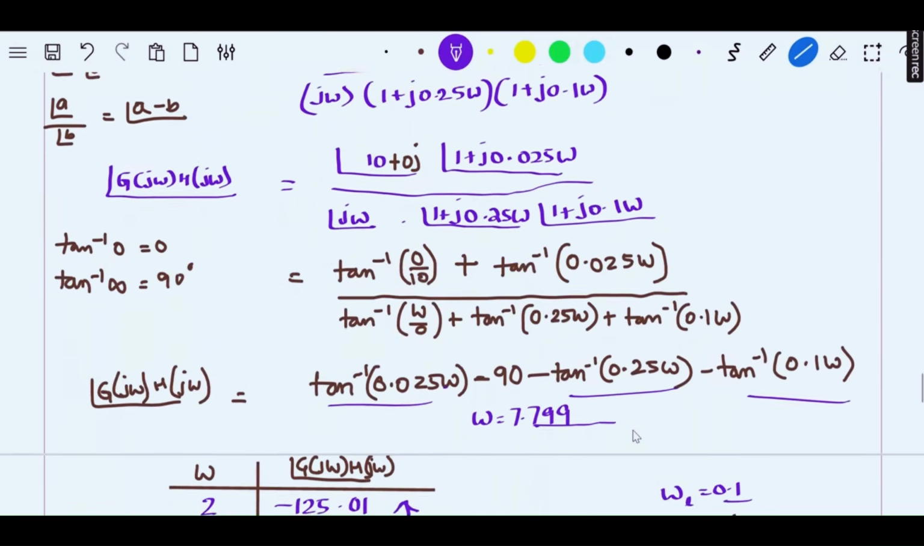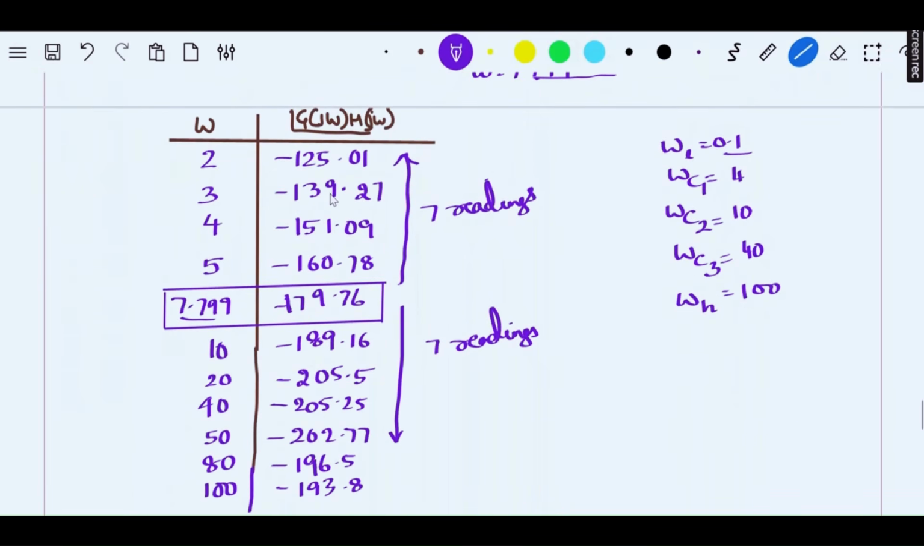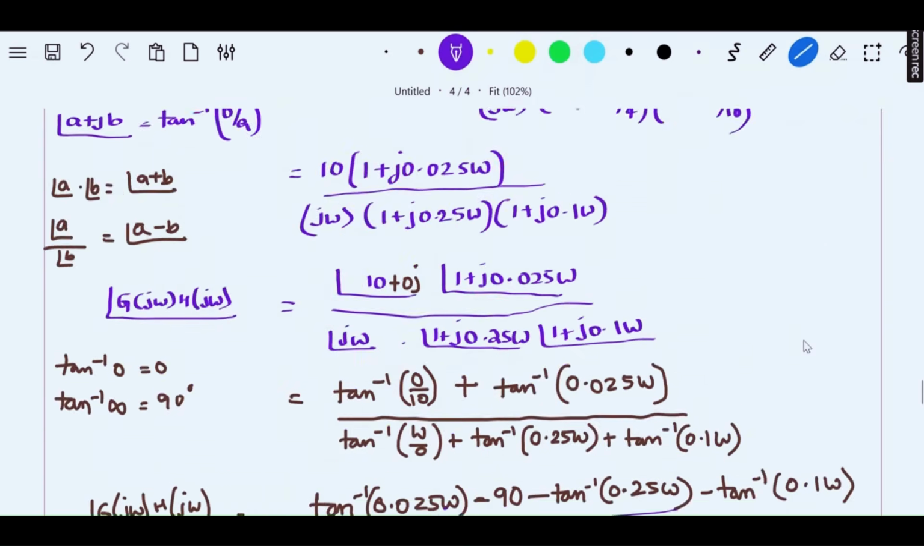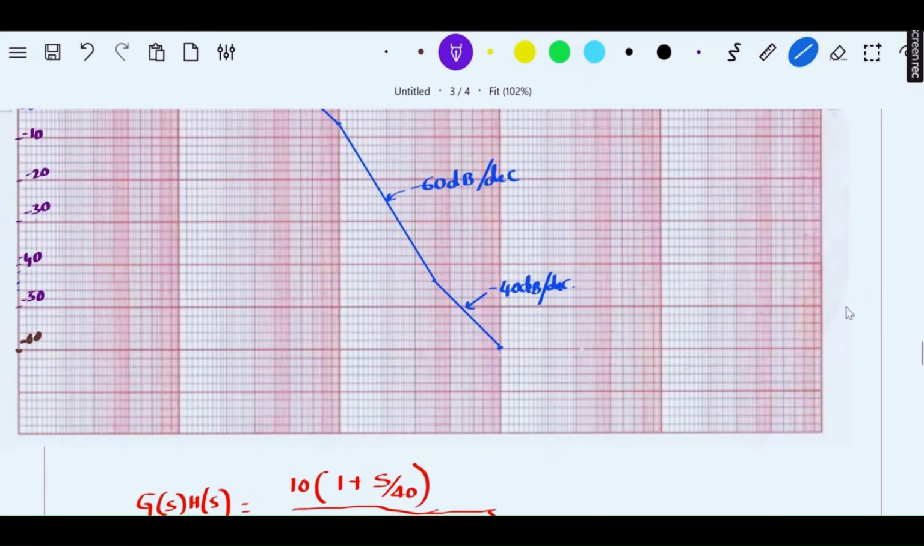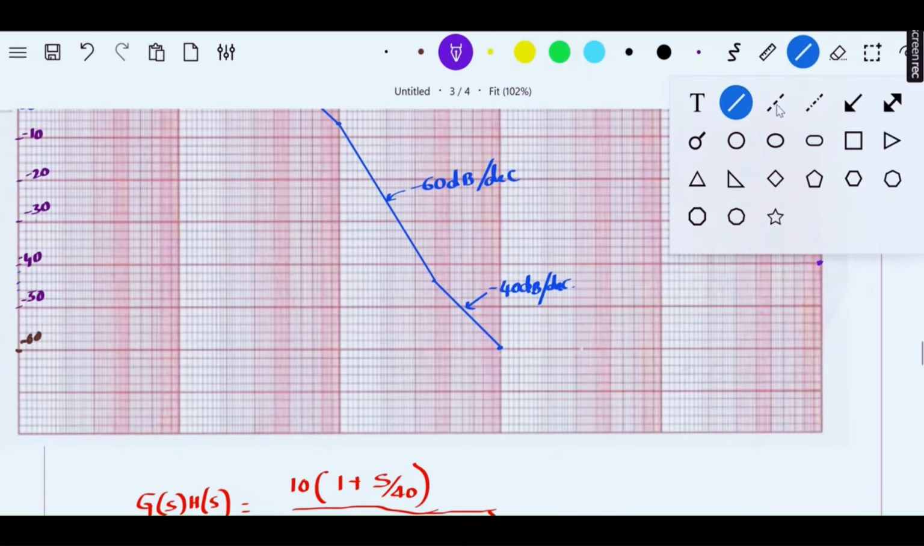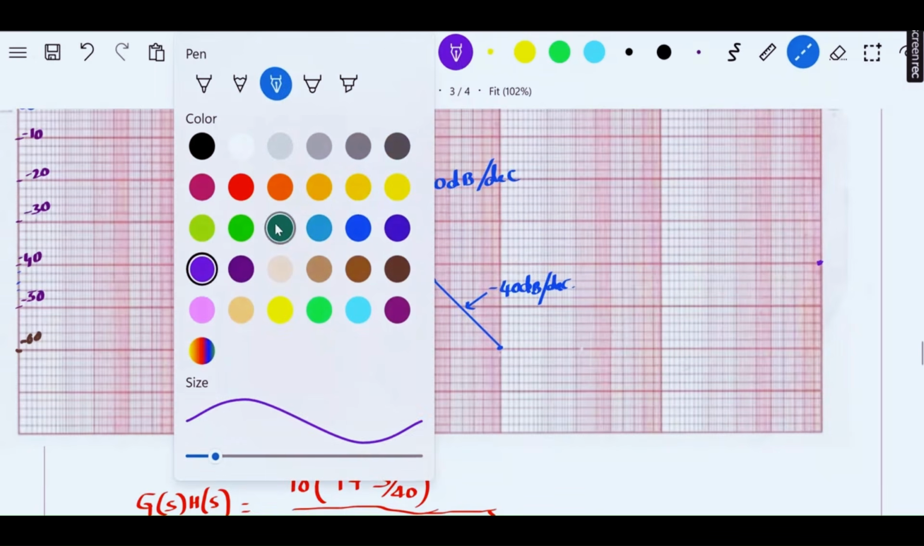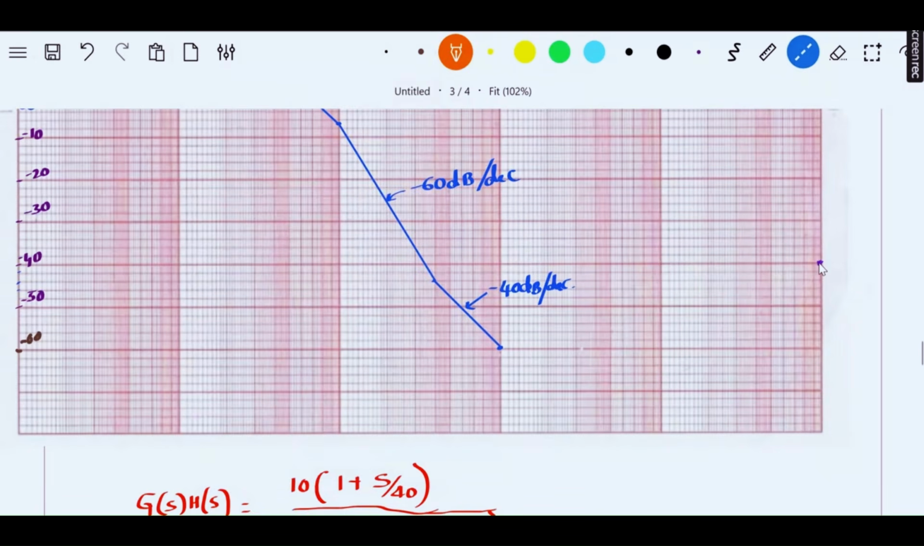Now let me go with the phase angle. The starting value is minus 125, and it keeps increasing until 205.5, which is the maximum value, and then it starts decreasing. So I'll take the minus 180 point somewhere here, and for that minus 180, I'll draw a dotted line. This is minus 180.